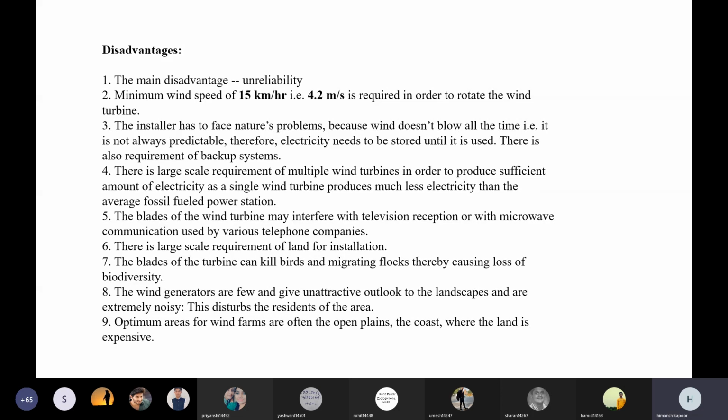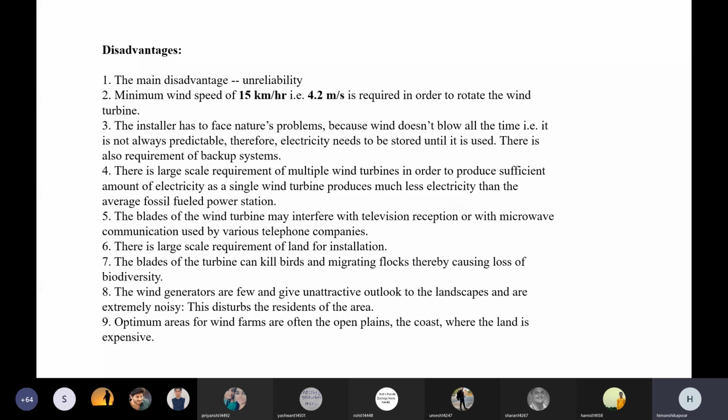And sometimes it is also seen that the turbine may interfere with the microwave communication. So that is a disadvantage. And you need land for installing these windmills. So that is again putting a pressure on land resources. There will be deforestation, desertification due to it, and the blades of the turbine can kill birds. So it can pose a threat to bird biodiversity. So that is another disadvantage.